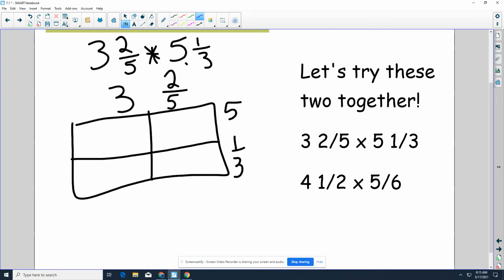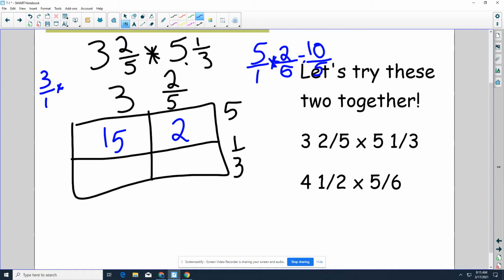So I know 5 times 3 is 15. And then I'm going to do 5 multiplied by 2/5. And I get 10/5. 10 divided by 5 I know is 2. So I'm going to go ahead and just make that 2. Then I go down here and I say 3 multiplied by 1/3. I know that's going to be 3/3, which is equal to 1.